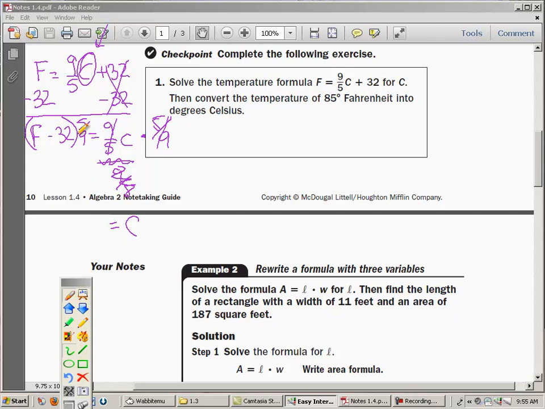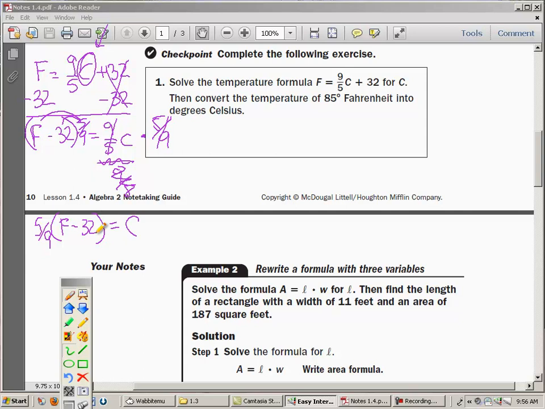All right? And if you want to, you can go ahead and distribute it, but when you multiply 5/9 times -32, take my word for it, you're going to get something kind of ugly. So we're just going to leave it as 5/9 times F minus 32. I'm going to put that as the coefficient instead of after the parentheses. It means the same thing. And so you have 5/9 times the quantity F minus 32.